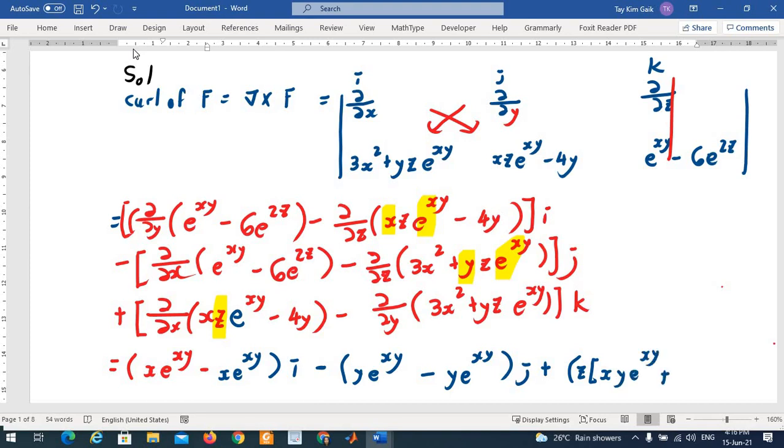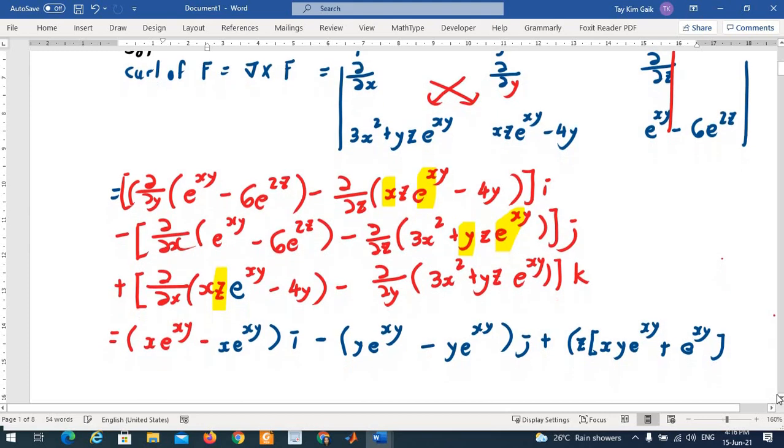Then plus v, so this is x times y e^(xy), u v prime, plus v times u prime, and ∂/∂x of x, which is u prime, is 1. And then ∂/∂x of negative 4y, you have 0. Then the second term here, ∂/∂y of 3x squared, is 0.